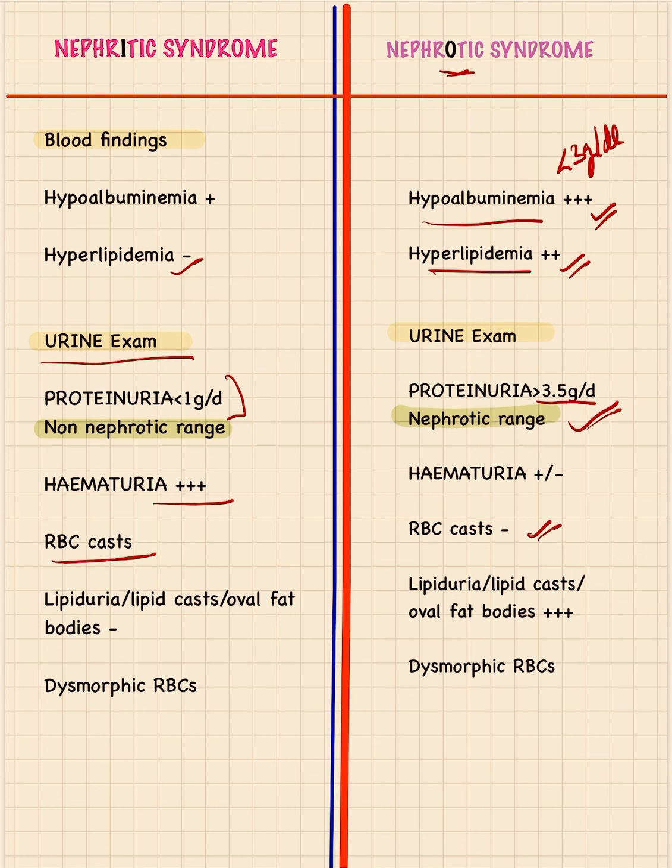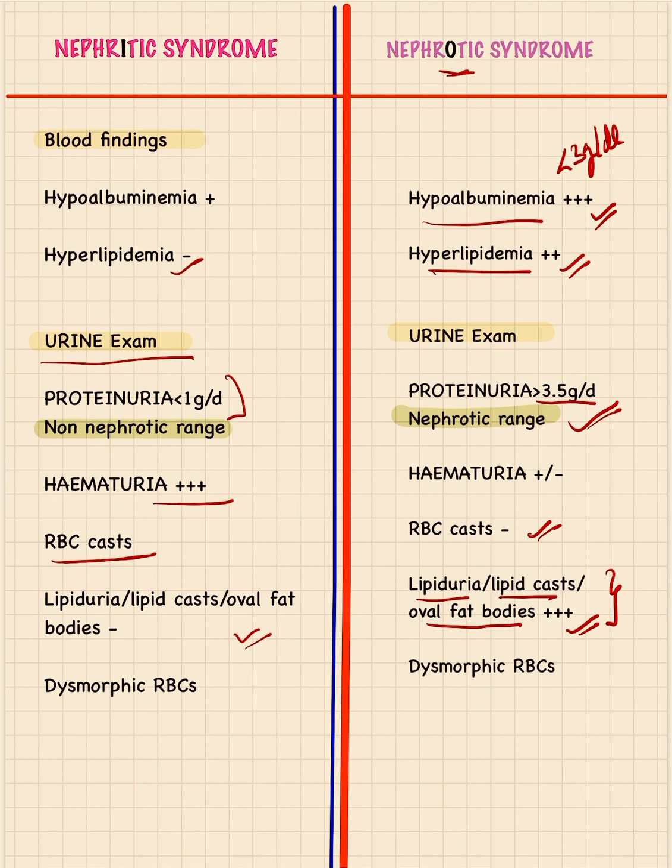Then there is hyperlipidemia and also lipiduria in case of nephrotic syndrome. So the lipids are filtered into the urine. So lipiduria, lipid casts and oval fat bodies are seen in nephrotic syndrome, while absent in nephritic syndrome. And regarding the formation of these things, I have told in the lecture on nephrotic syndrome, so you can refer to that.